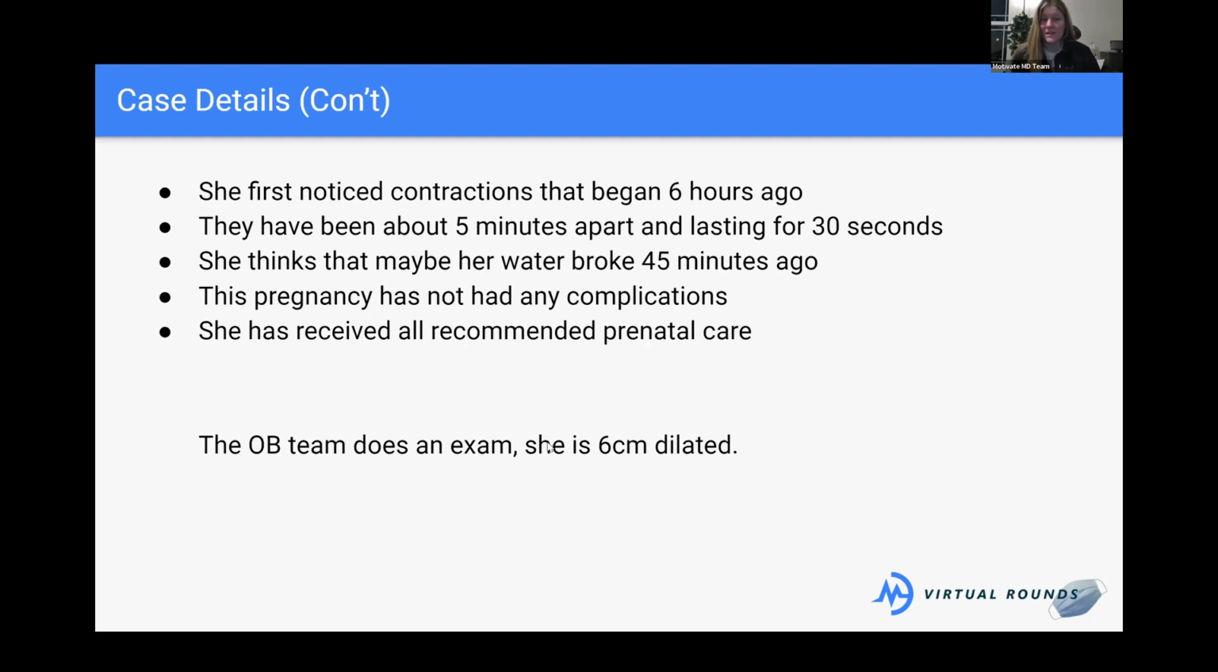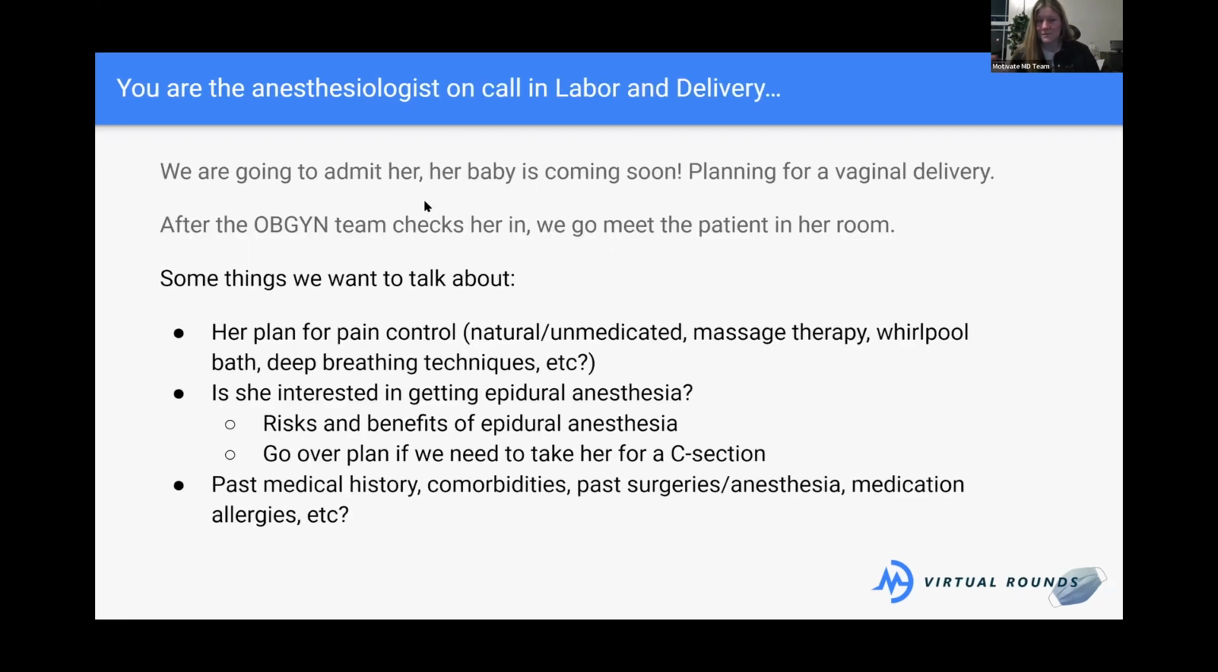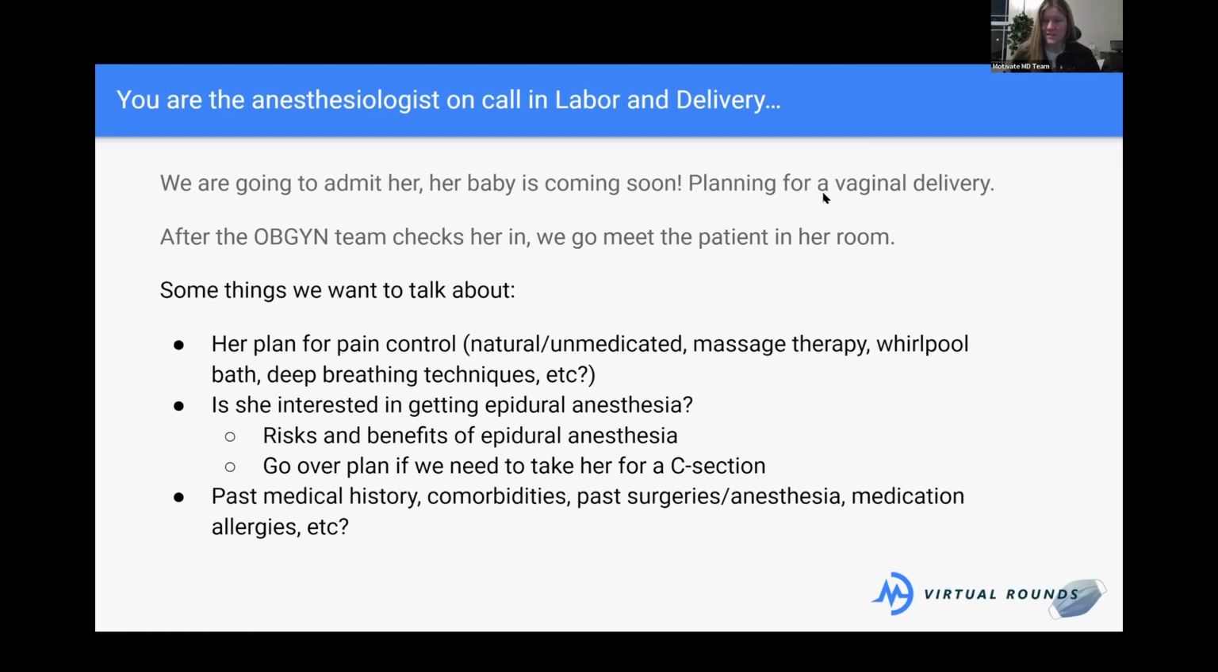So the OB team does an exam, and she is 6 centimeters dilated. So we decide to admit her. Her baby is going to come soon, and we are planning for a vaginal delivery. That is part of her birth plan and also just the default that we have for almost all mothers when they come through, unless they have a special circumstance.